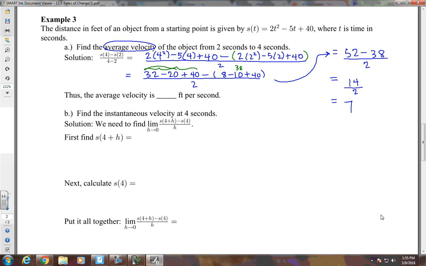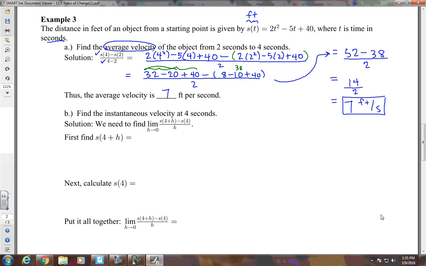Okay, now let's consider the units. In the top of our fraction, we were calculating function values. The function values were distances in feet. In the bottom of the fraction, we were calculating time in seconds. So this is feet per second. Thus, the average velocity is 7 feet per second.